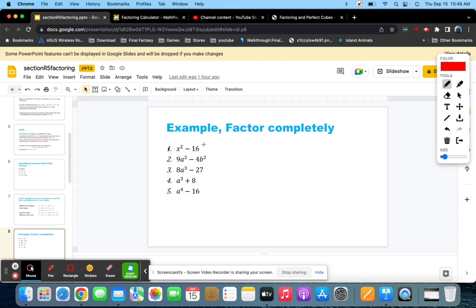All right, let's go to the next section. Factor these completely. Well, this was a difference of perfect squares. The square root of the first one is x, the square root of the second one is 4, and so there's your difference of perfect squares: x minus 4 times x plus 4.